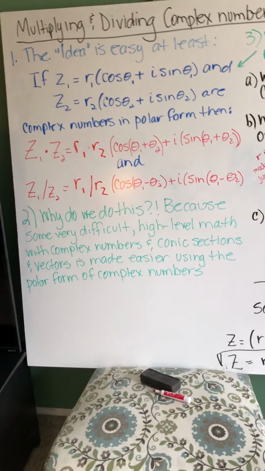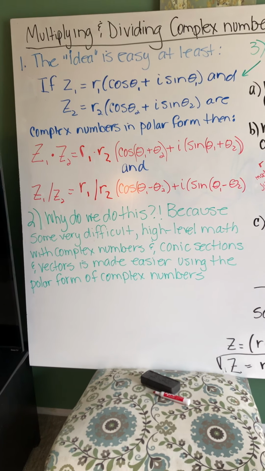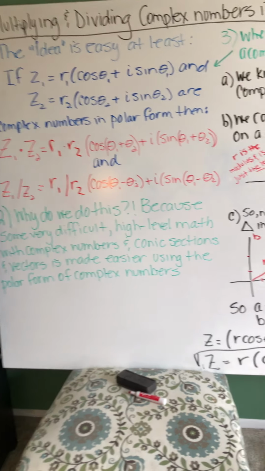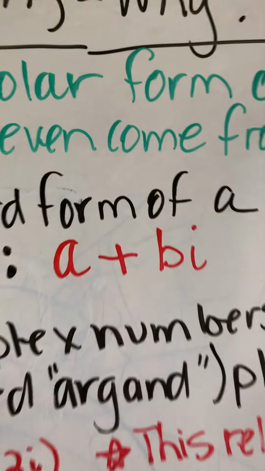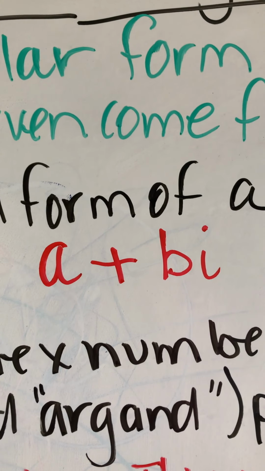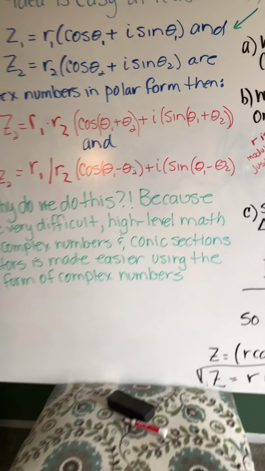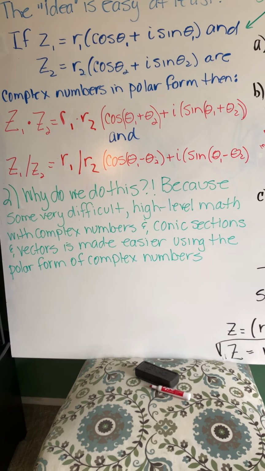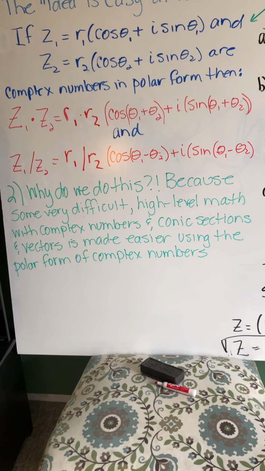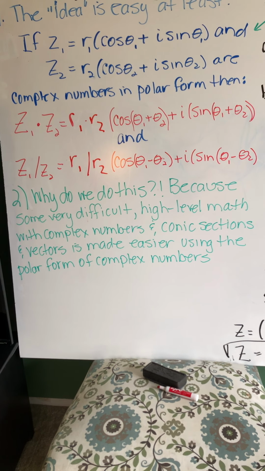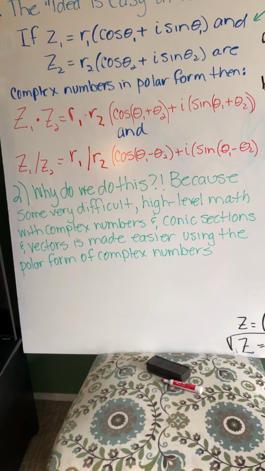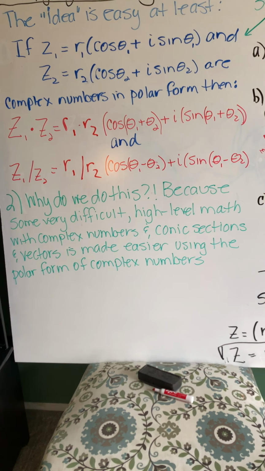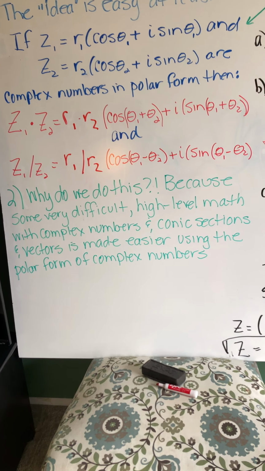If it's so easy to multiply and divide complex numbers when they look in standard form, like a plus bi, why are we putting them in polar form? Here's the reason why. Because some very difficult high-level math with complex numbers in conic sections and vectors is made easier using the polar form of complex numbers. So this is actually for higher math.